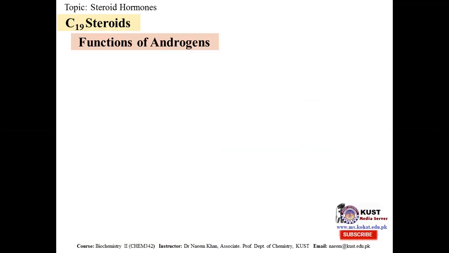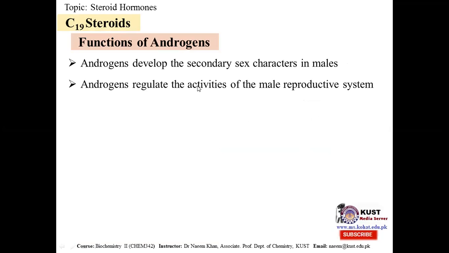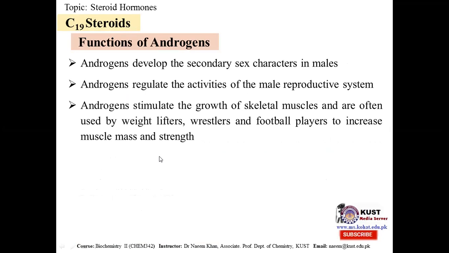C19 steroids, functions of androgens. Androgens develop the secondary sex characteristics in males, which include those responsible for the differentiation of male from female. Androgens regulate the activities of the male reproductive system. Also, androgens stimulate the growth of skeletal muscles and are often used by weightlifters, wrestlers, and football players to increase muscle mass and strength. This is the use most commonly employed in the developed world.